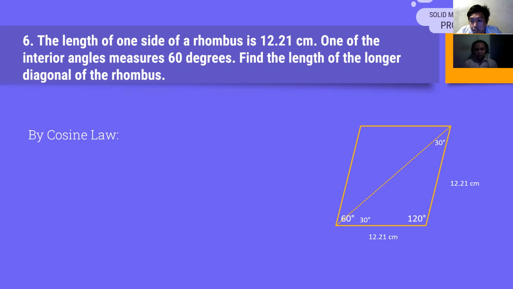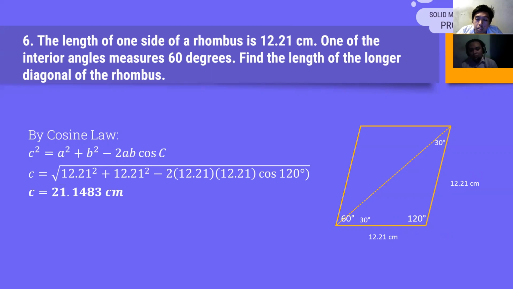So with the use of the cosine law, since it can be observed in the figure that a triangle is formed, c squared equals a squared plus b squared minus 2ab cosine of C, wherein a and b are 12.21 cm, and cosine of C is cosine of 120. C is 21.1483 cm. So the length of the longer diagonal of the rhombus is 21.1483 cm.